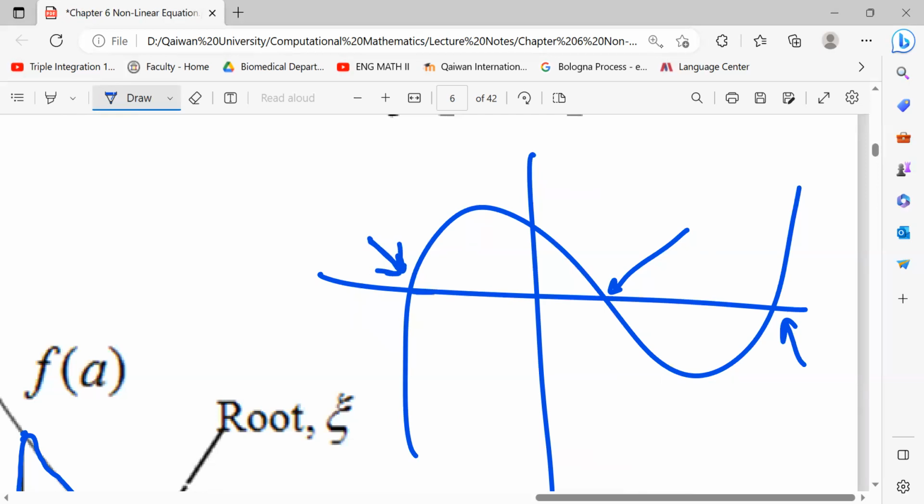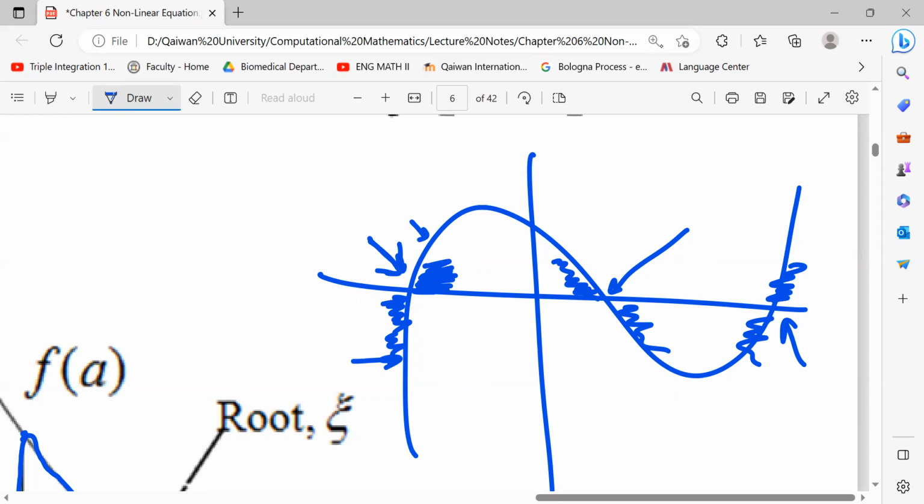Because on this side the graph is positive, and on this side the graph is negative. That is, if we pick any point here and any point here on the graph, their multiplication is negative. And how about here? Here it is positive and here it is negative. Even here it is positive and it is negative. That means if f of a times f of b is negative, there is a solution between a and b.